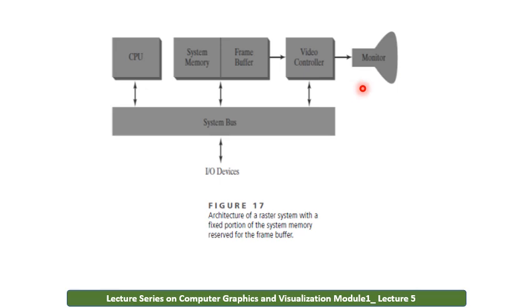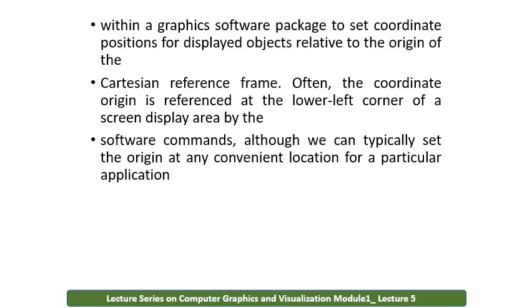Depending upon the resolution of the monitor, there is a part of the memory which stores all the images in the form of pixels, and then the video controller is going to get the picture stored in the system memory, that is, the part of the system memory called the frame buffer. Through the frame buffer, the video controller will display the image in terms of pixels onto the monitor. So this is the architecture of a raster system with a fixed portion of the system memory, which is called a frame buffer.